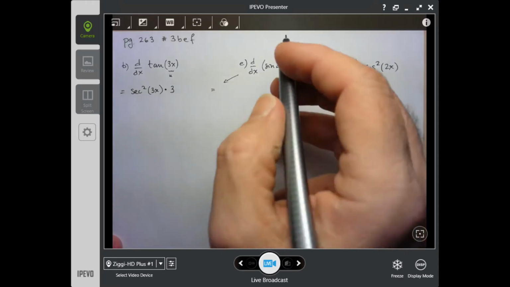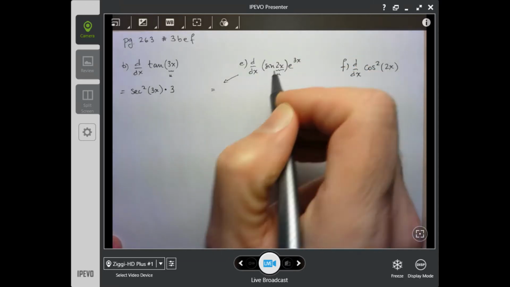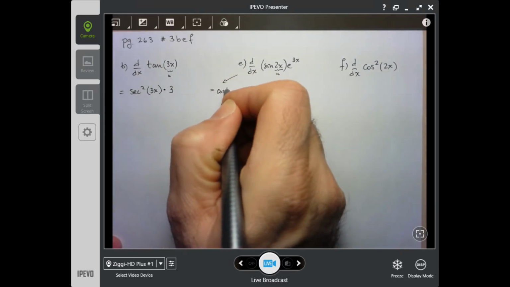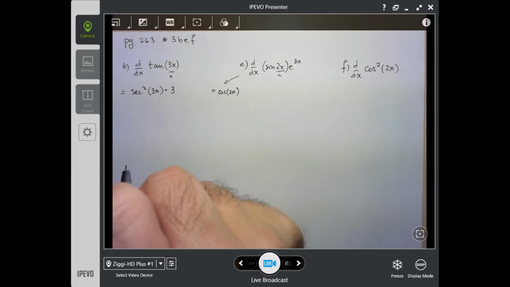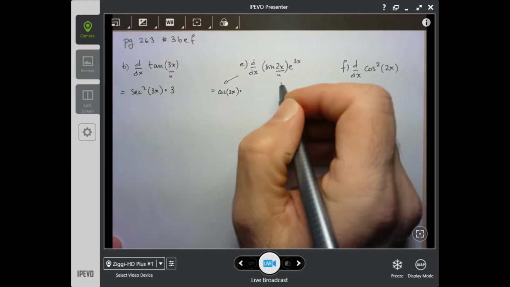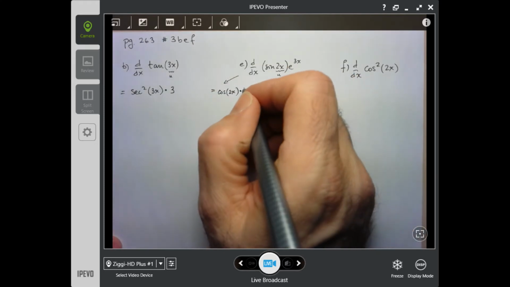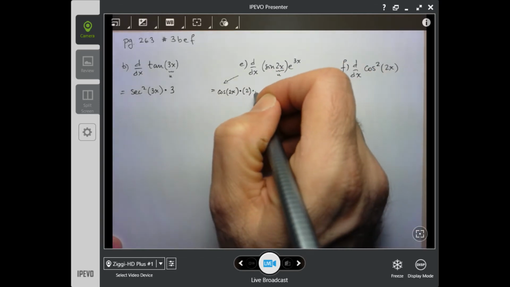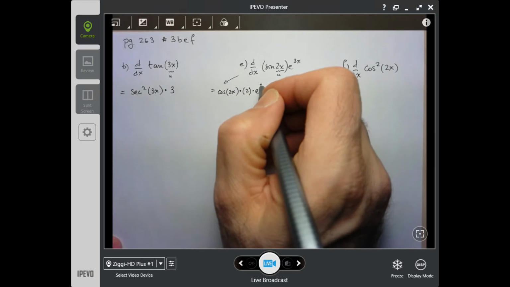So derivative of the first function. Again, here my 2x is going to be my u. So derivative of sine u is just cos of u. So cos of 2x, and then times the derivative of u with respect to x. Derivative of 2x is just 2. And then multiply that by the second function.